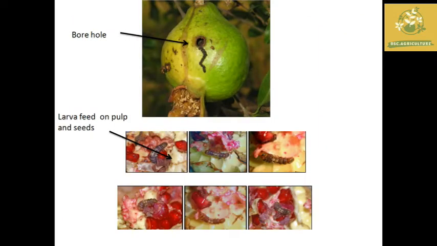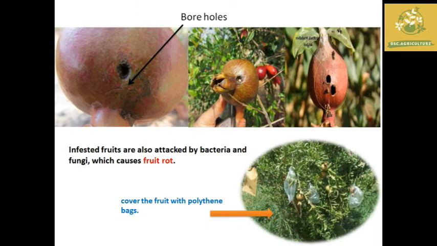And for the damage symptoms of the fruit borer of pomegranate, I have given the pictures as well as the larva which eats the pulp and seeds in the pomegranate, and some other pictures of the symptoms caused by the fruit borers.